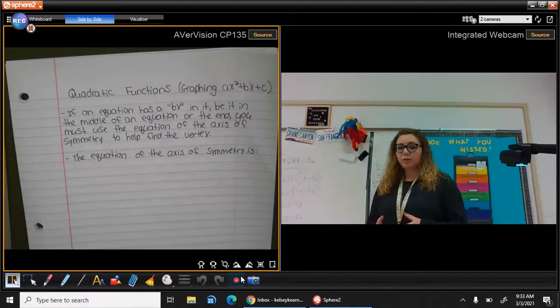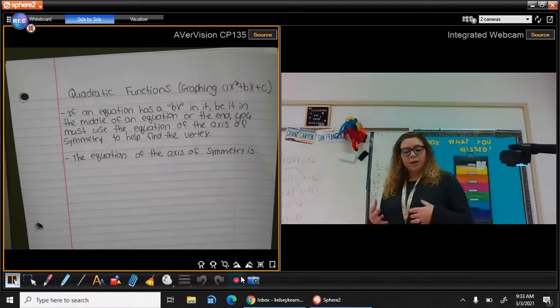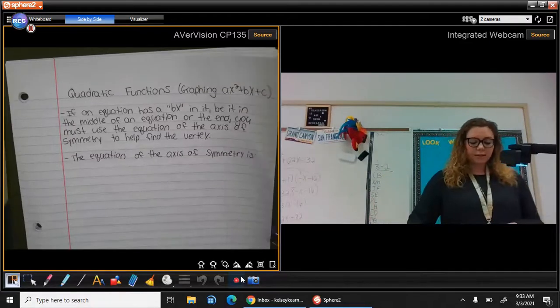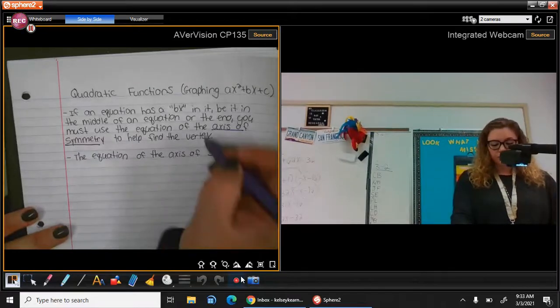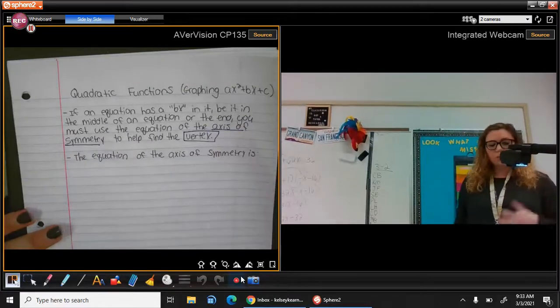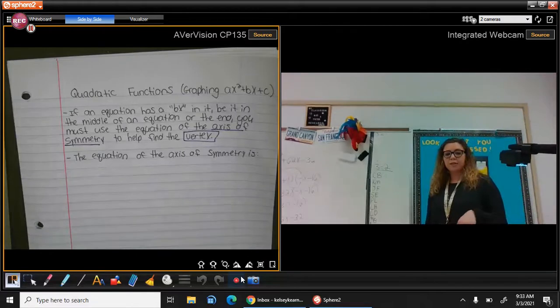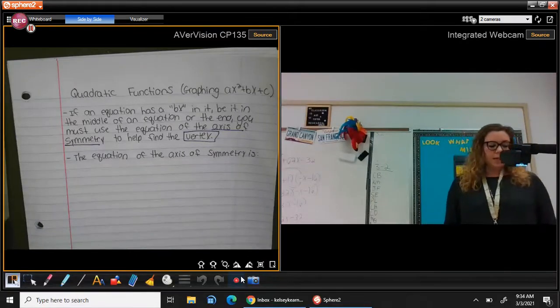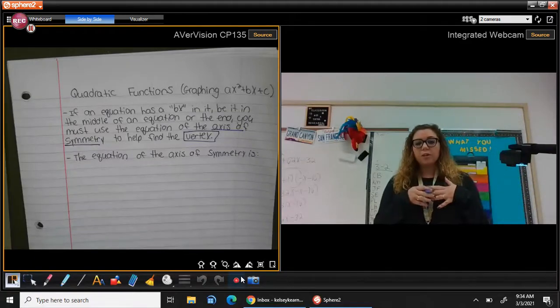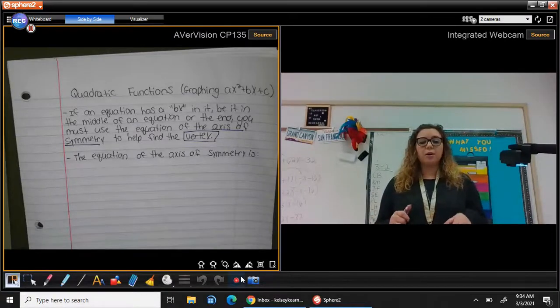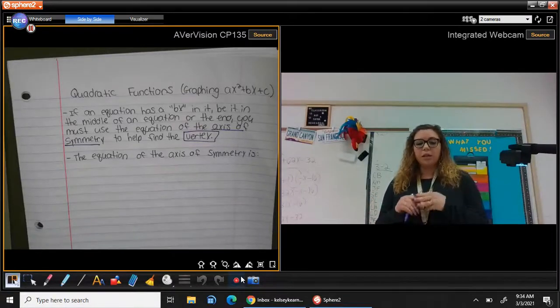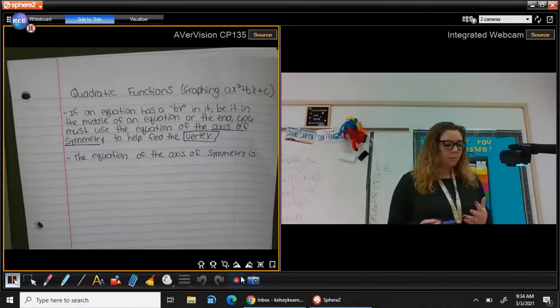Because we need to know the vortex in order to graph it, and we can't find the vortex unless we find the axis of symmetry first. Okay, so all we're doing is using the axis of symmetry to find the vortex so then we can graph it. But today we're just breaking this up, so we're not going to actually get into any graphing today. I'm just giving you little pieces at a time. So tomorrow you're going to put all the pieces together, and then it shouldn't be too hard, okay?